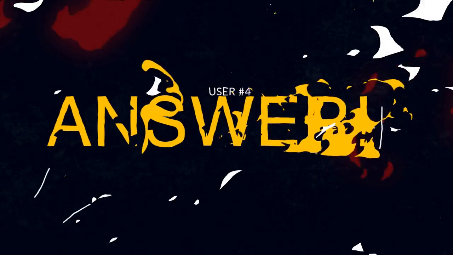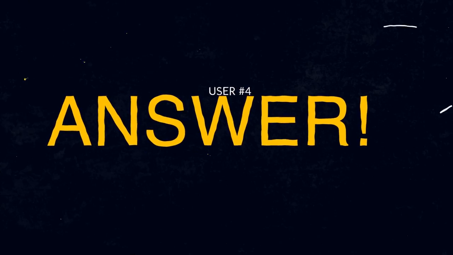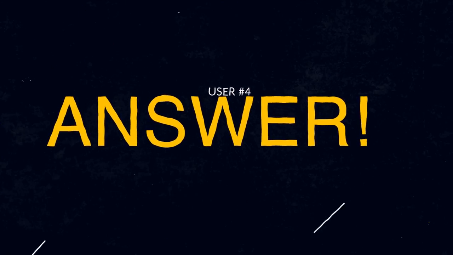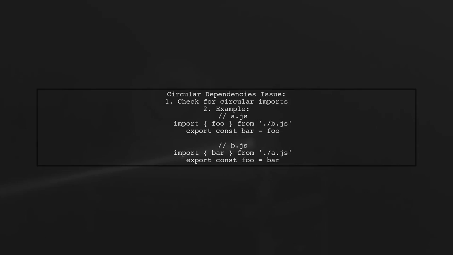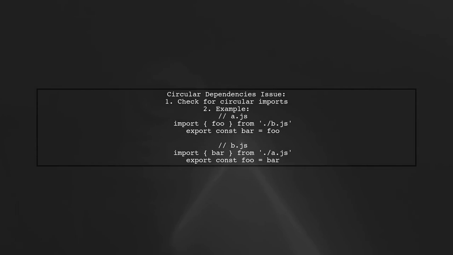Let's now look at another user-suggested answer. The issue here is related to circular dependencies in your code. This can lead to unexpected behavior, including the error message about invalid types.